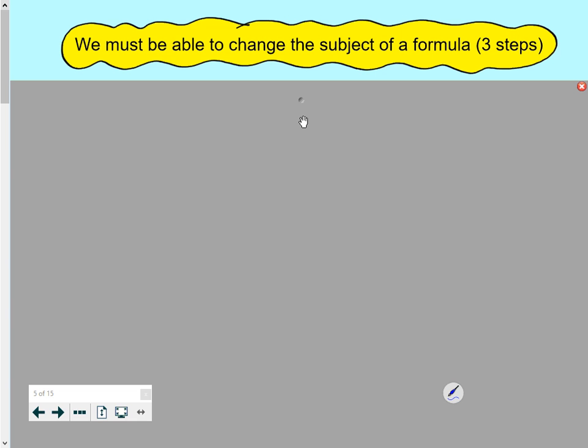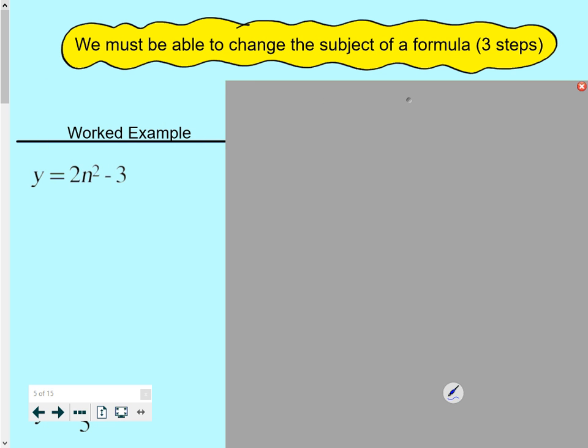We are going to have a look at changing the subject of equations or formulas where there are 3 steps required. So if you've watched the 2-step video, essentially it's the exact same idea, except this time there's going to be an extra thing that you're going to need to do to be able to change the subject. Now for all of these, I'm going to make n the subject of my formula. So I'm going to start it the same way.